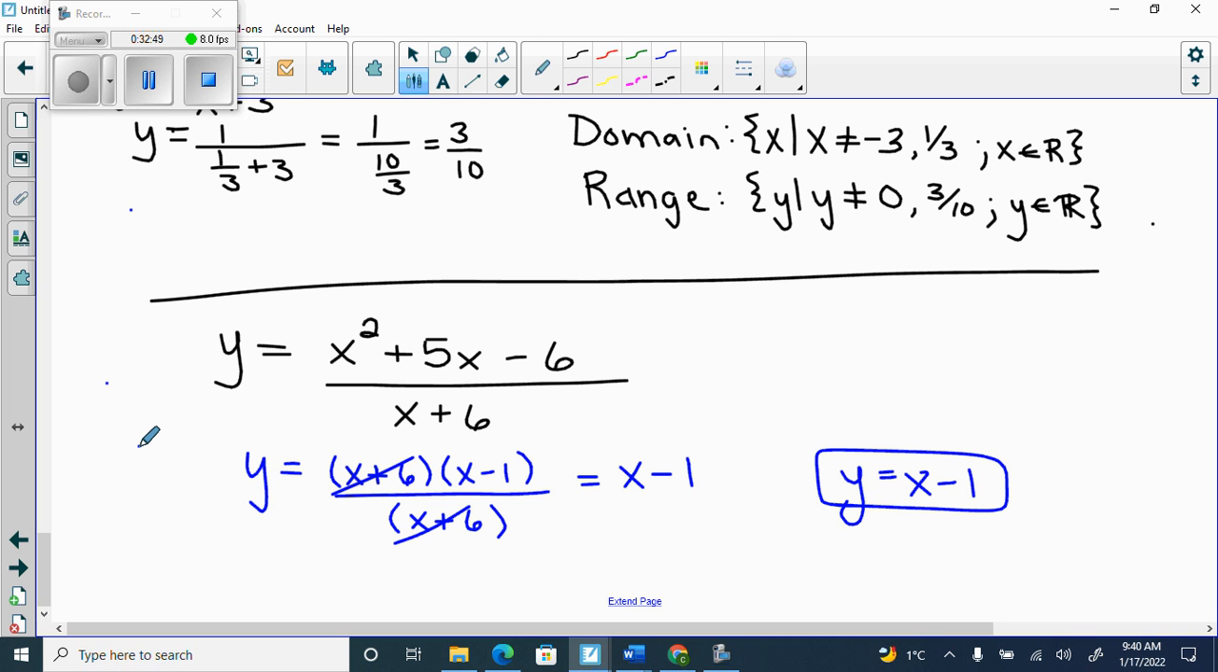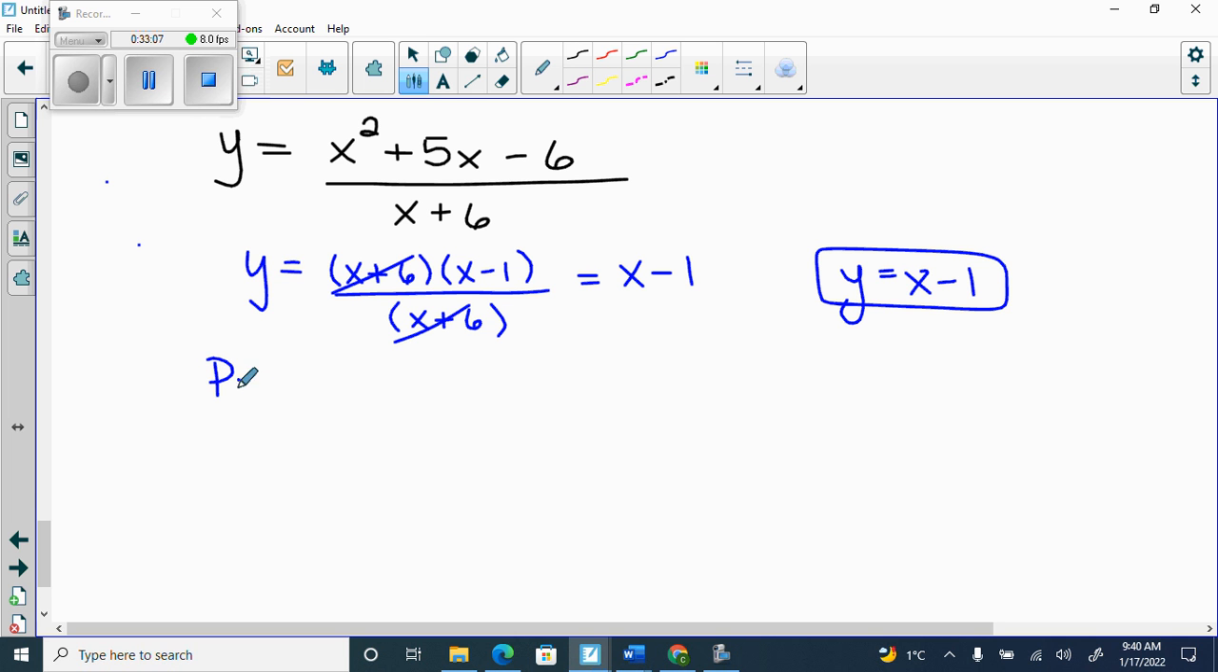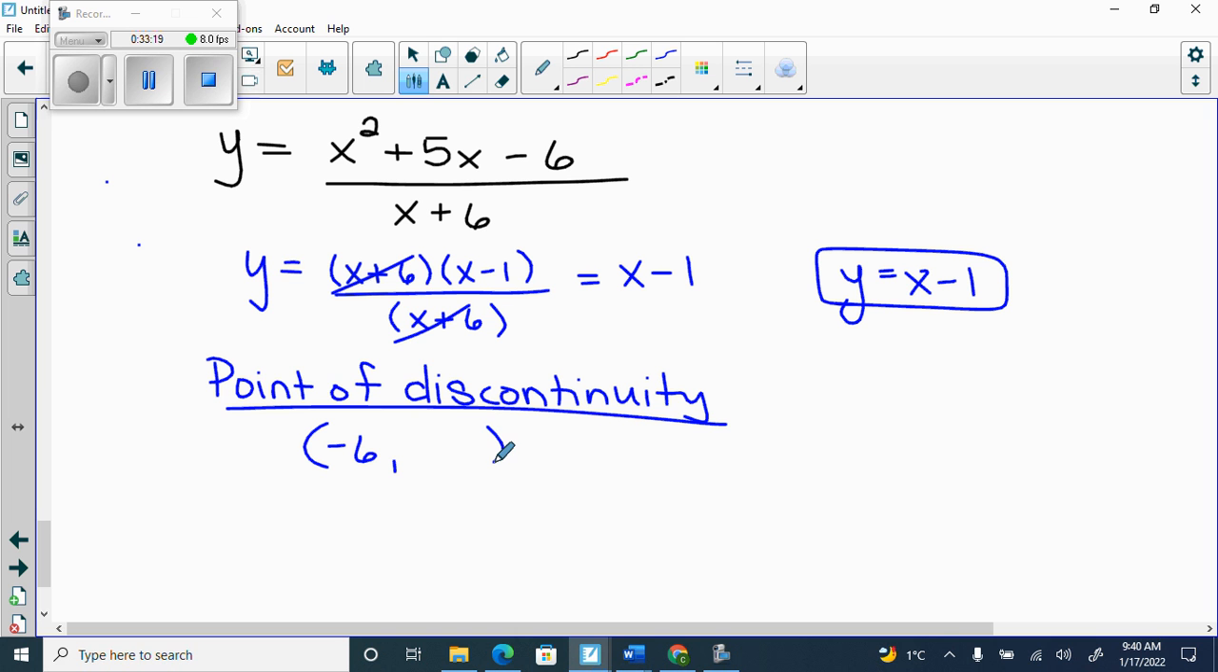So the last one, the numerator canceled off, and I was left with 1 over something, so I end up with vertical and horizontal asymptotes. But when your denominator completely cancels off, you're just left with a linear equation, a line which is going to have an open dot in it. Where does that open dot exist? Well, we have a point of discontinuity at -6 comma something. So y equals -6 minus 1, which is -7. So you draw the line x minus 1, and then you have an open dot at -6, -7.